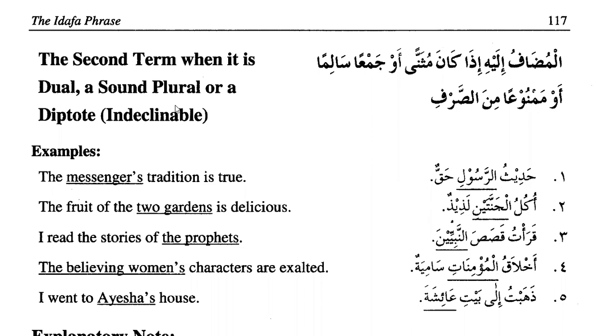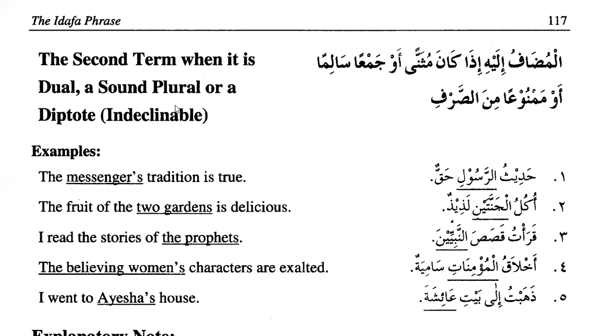And what is the majrur form of jam' muzakkar salim? Jam' muzakkar. It's ya and nun. Kasra, ya sakin, nun with fatha. Mudarrisina, kitabina. Exactly. Mudarrisina. Then we have what is the next example?